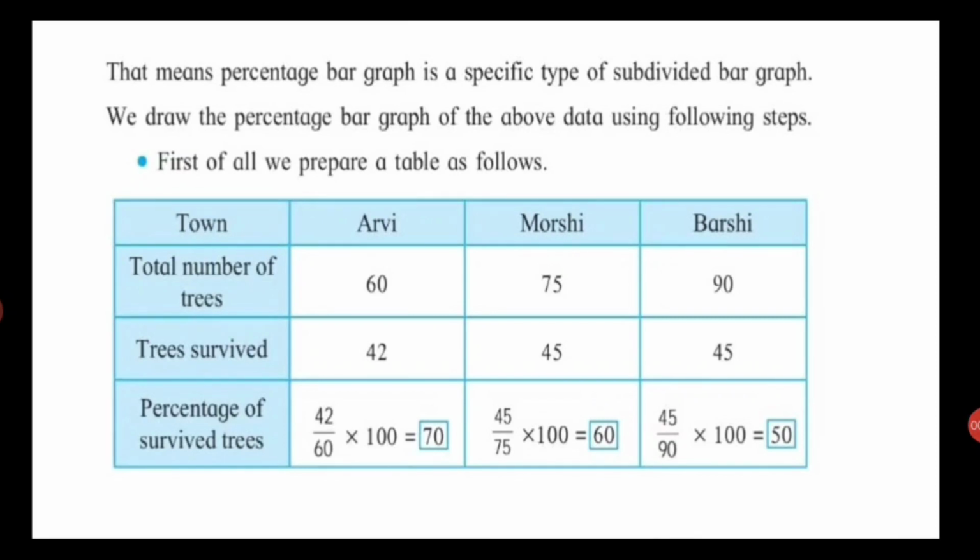So that means a percentage bar graph is a specific type of subdivided bar graph. Okay, it is a special type of subdivided bar graph. And we draw the percentage bar graph of the above data using the following steps. Okay, so this is the example of the planted trees and survived trees in three towns Arvi, Morshi and Barshi. We will first prepare this table as it is shown like this.